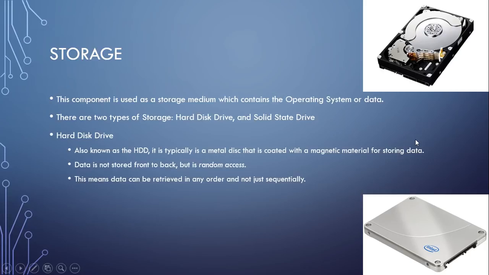Now, with a hard disk, or an HDD, this is typically a metal disk that is coated with a magnetic surface for storing data. And this is an open one here. There would actually be a cover normally over top of this so you wouldn't see all the stuff here. But right here, this round circular platter, that's the disk.